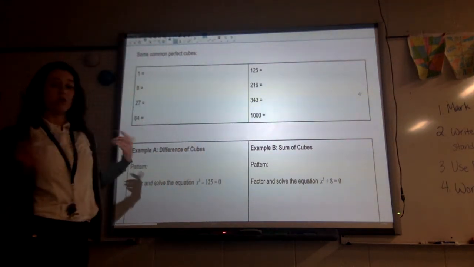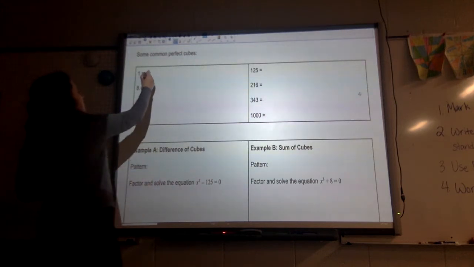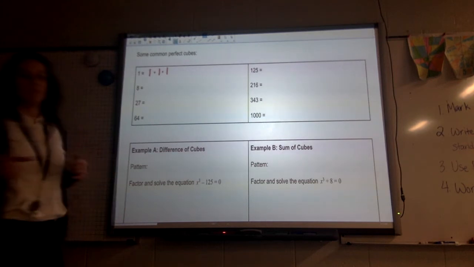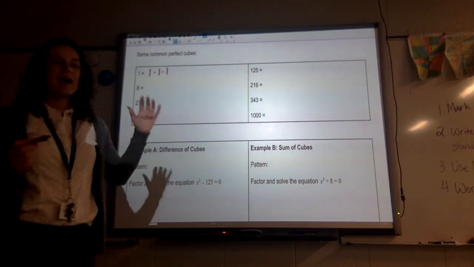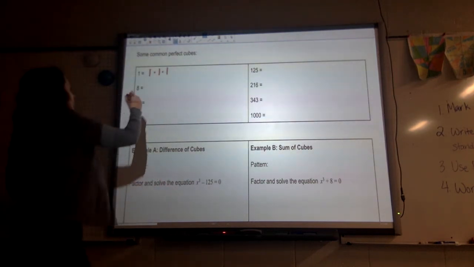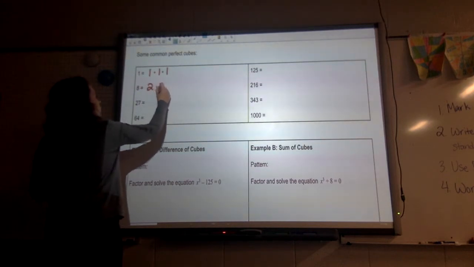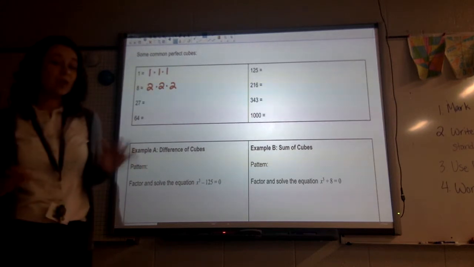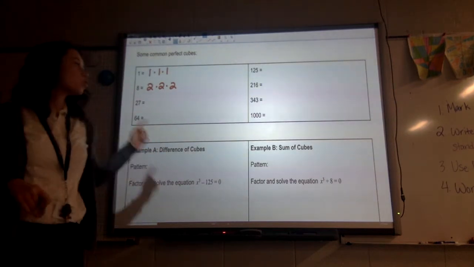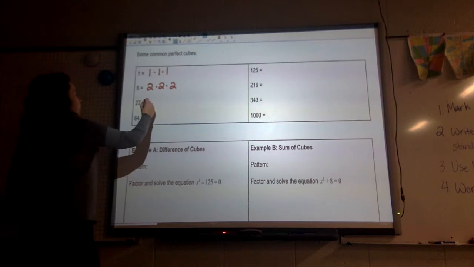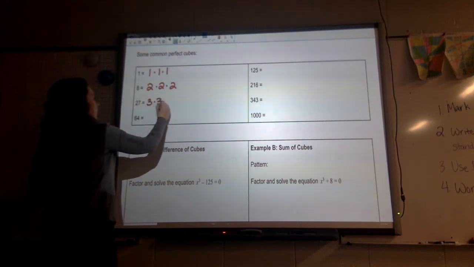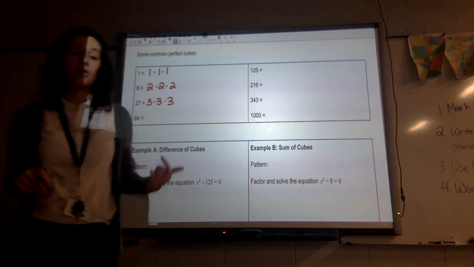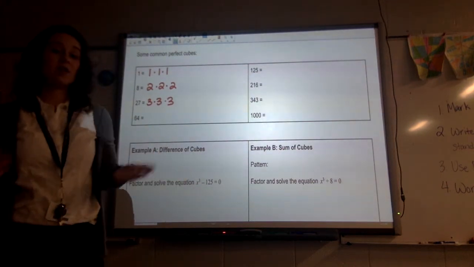1 would be a perfect cube because 1 is the same thing as 1 times 1 times 1. Okay? 8 would be a perfect cube because 8 is the same thing as 2 times 2 times 2. So hopefully you're seeing a pattern here. Okay? 27 is a perfect cube because 27 is the same thing as 3 times 3 times 3. Another way to say that would be that the cube root of 27 is 3.